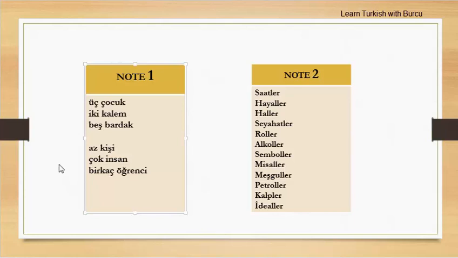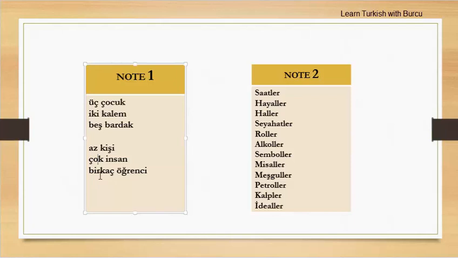Çok insan. Çok means many, a lot, okay? İnsan means human, or depending on the text, the context, we translate it as person, or people, human being, human, person, people, okay? It depends on the context. So, çok means a lot of. A lot of people. İnsan means person. It's a singular form, but we keep it singular, although we mean plural by saying çok. This shows that we talk about more than one person, but still we use it in a singular form. Çok insan. Birkaç öğrenci.